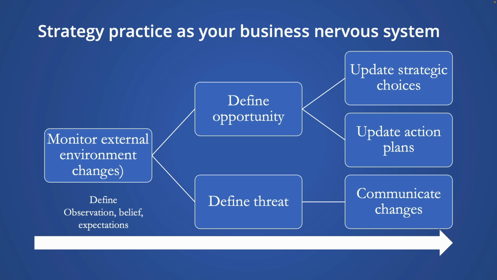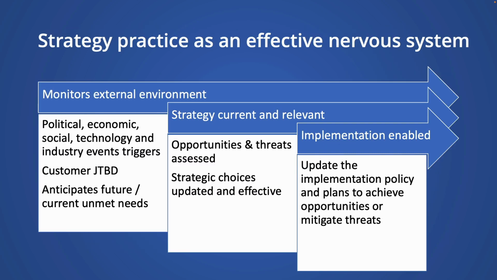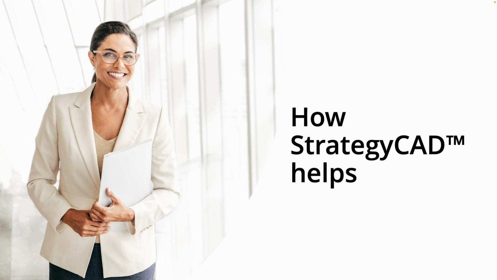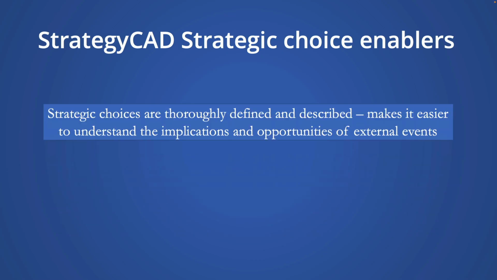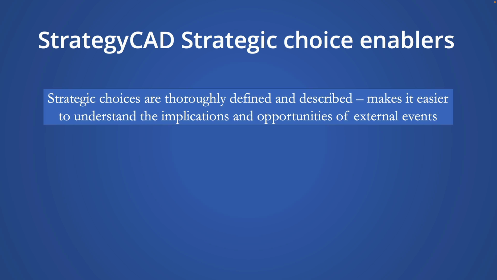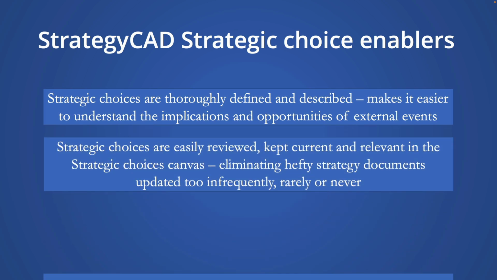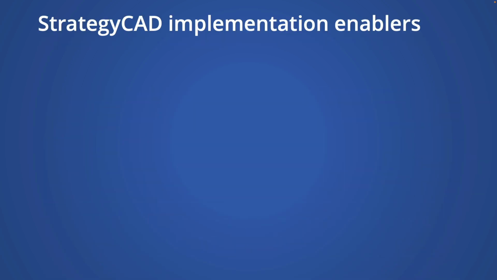Then you saw we briefly went through the 3 steps. Together we looked at how Strategy CAD can facilitate your strategic choice making and enable strategy practice as your business nervous system. We looked at some of the enablers from the Strategic Choices Canvas, and then we looked at how the Strategy Implementation Canvas can also enable strategy practice as your business nervous system.